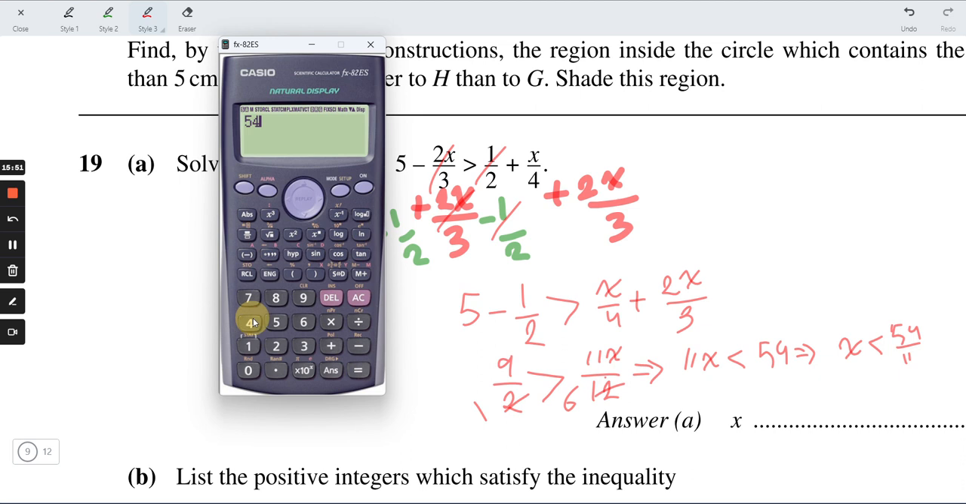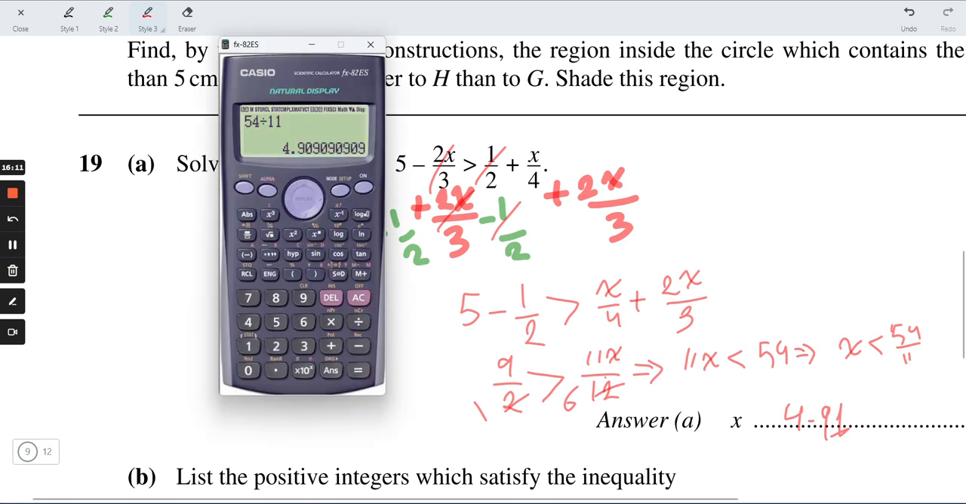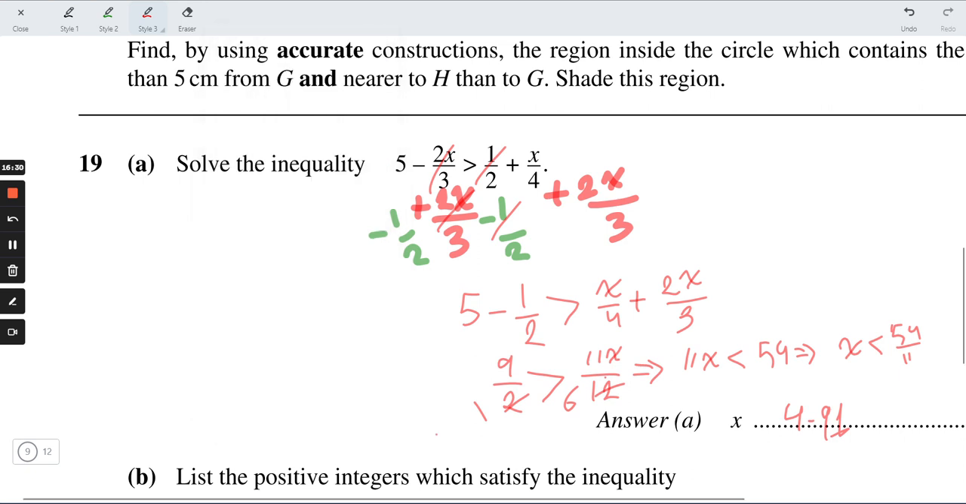So 54 dividing 11, yeah, 4.9, 4.91. Here, we did this for one reason. Always we are rounding to three significant figures, so we have 4.90. 0 is the third significant figure. Next to it is 9, which is greater than 5, so take 1 and give it to 0. So the answer will be 4.9. Yes.